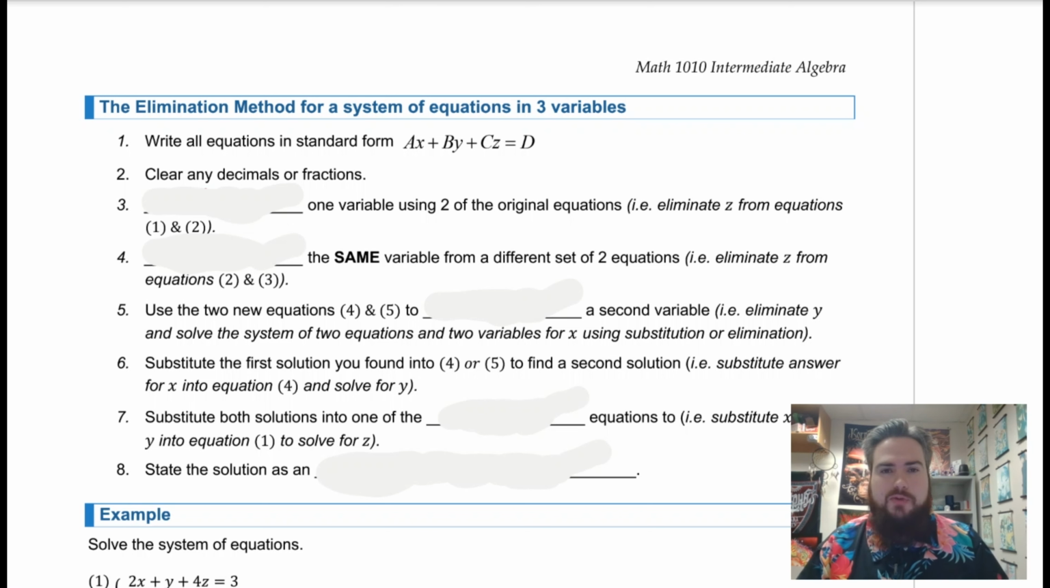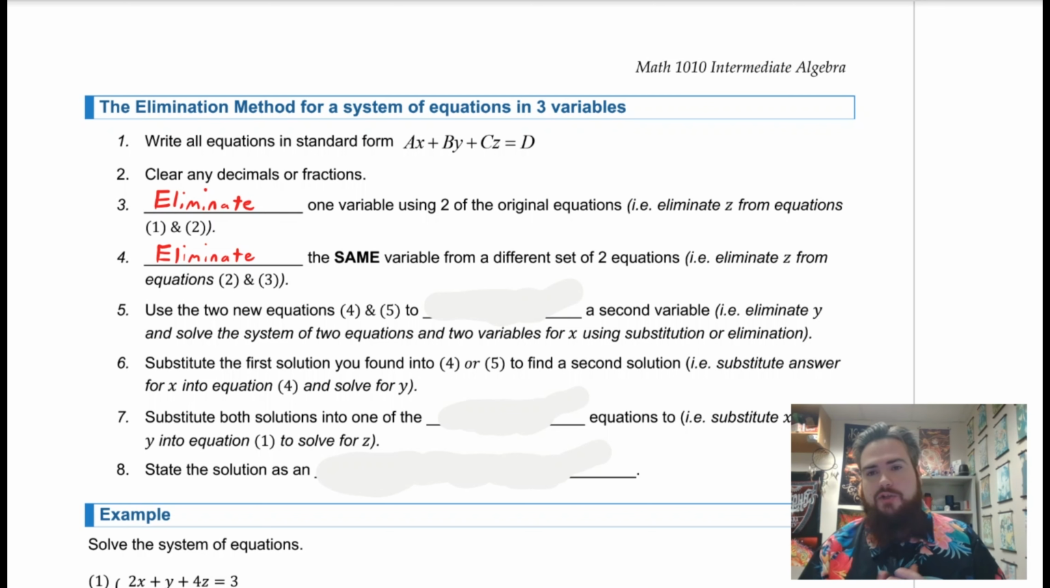Then clear any decimals or fractions. This means if you have one of those coefficients on x, y, or z equal to, say, 1/2, then let's try multiplying the entire equation by 2 to make this nice and simple with just whole numbers. Then what you're going to try to do is eliminate one variable using two of the original equations. For example, eliminating z from the equations 1 and 2. Then you are going to eliminate the same variable from a different set of two equations, such as, again, eliminating z from equations 2 and 3.